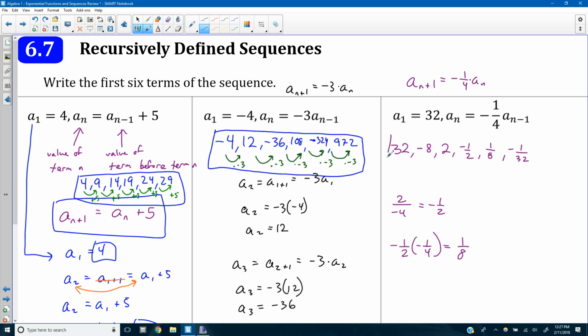It's kind of cool with this one here because you're really seeing that reciprocity in the oppositeness. 2, negative 1/2, negative 8, 1/8, 32, negative 1 over 32. Those numbers tie in and then they have the opposite sign. So I kind of like that one. It's cool. It is geometric.